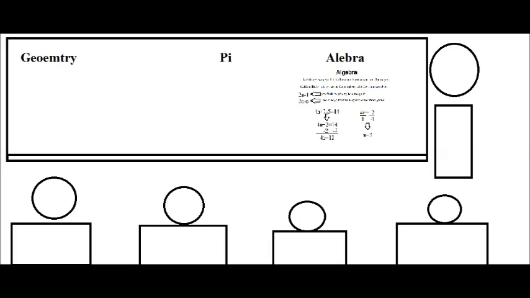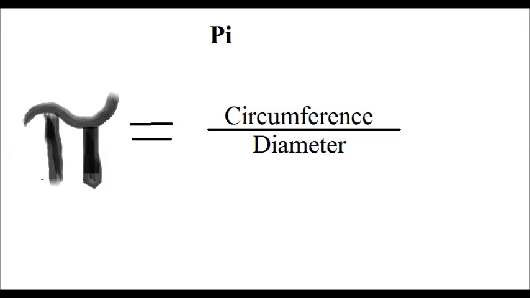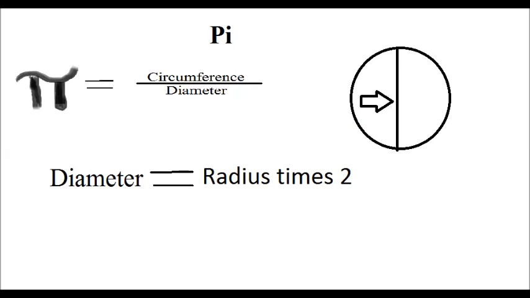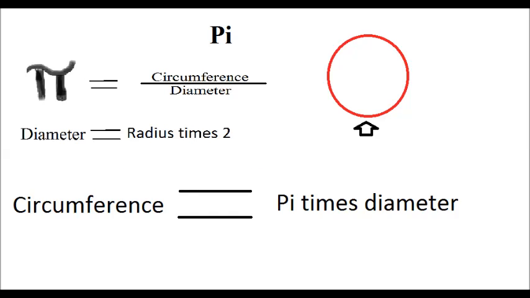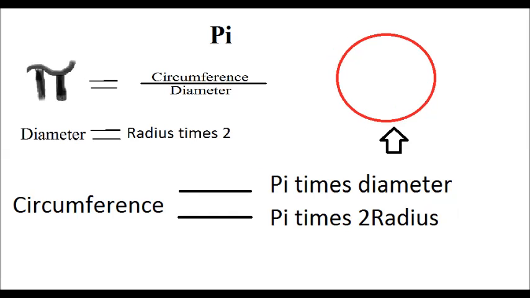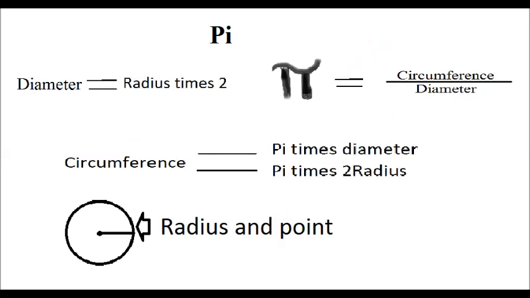Now we can talk about pi. Pi is the number you get when you divide the circumference by the diameter. Diameter is the length from one side to the other, like if you draw a line down the middle of a circle and measure it. You can find diameter by doing the radius times 2. Circumference is the length around a circle. You can find circumference by doing pi times diameter, or pi times 2 radius.